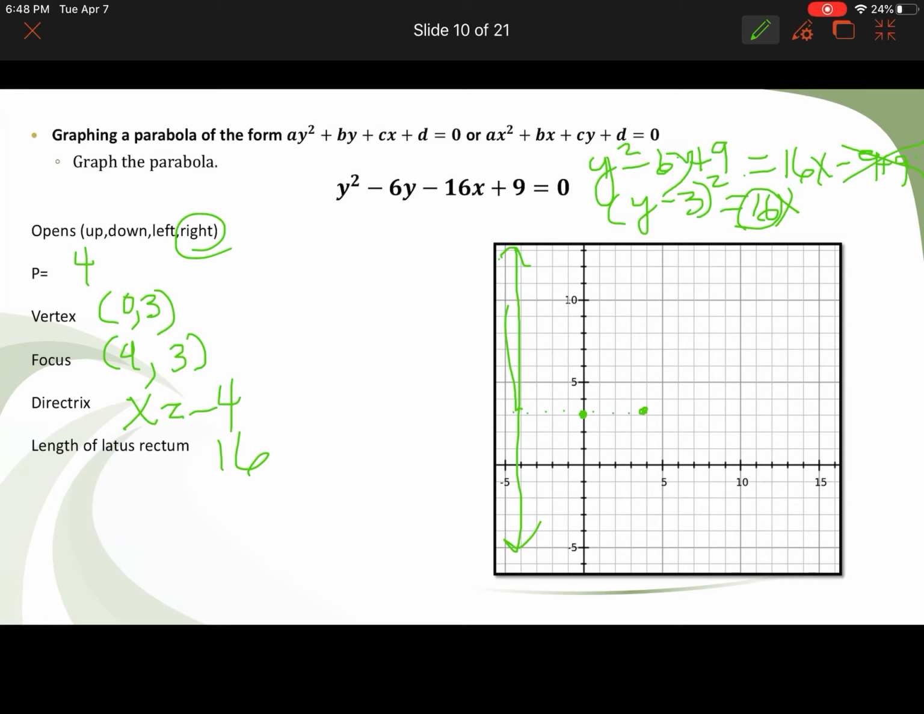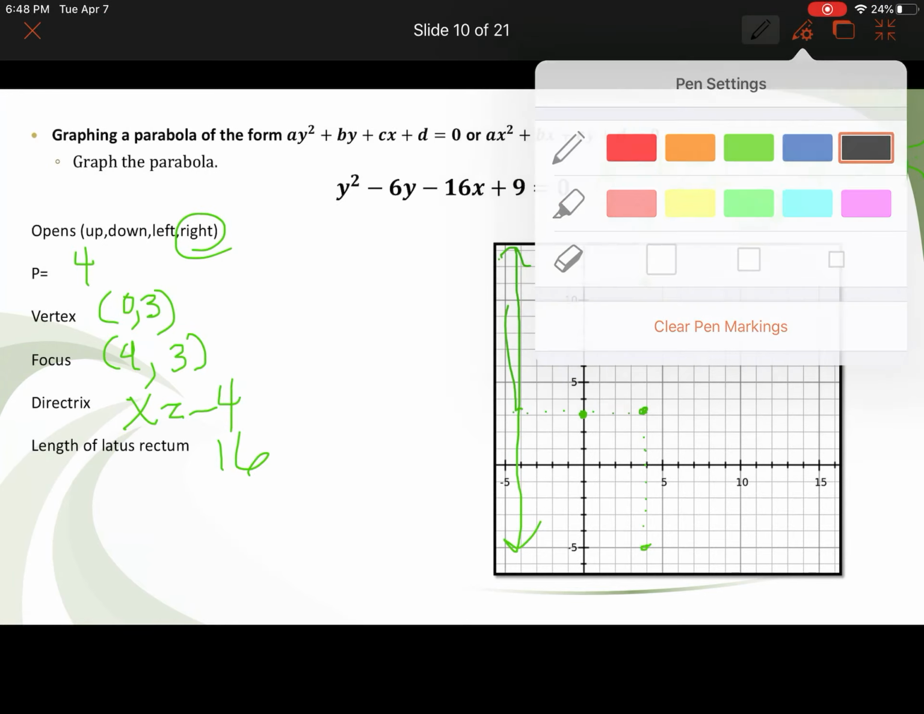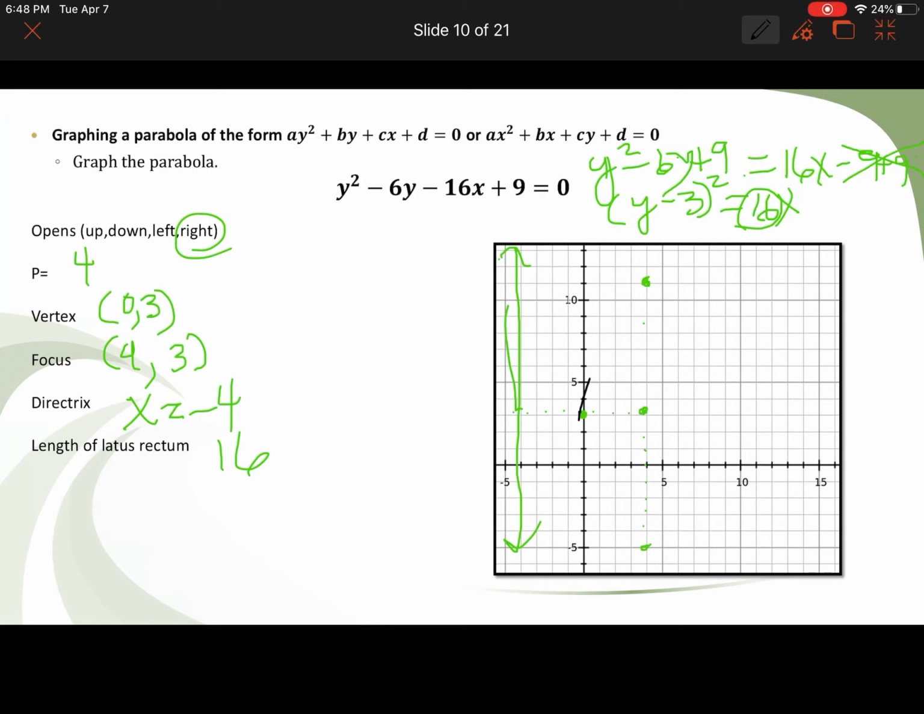So I'm going to go down 8, 1, 2, 3, 4, 5, 6, 7, 8, and up 8, 1, 2, 3, 4, 5, 6, 7, 8. And those are the endpoints of my latus rectum, and then I will sketch the graph. Oh, I kind of missed. There we go.